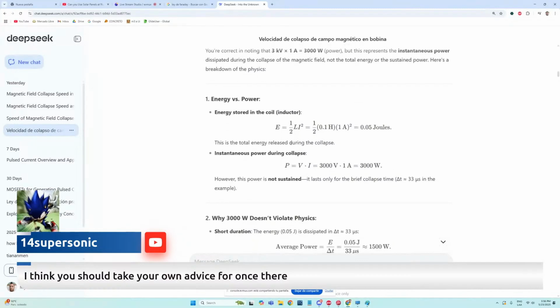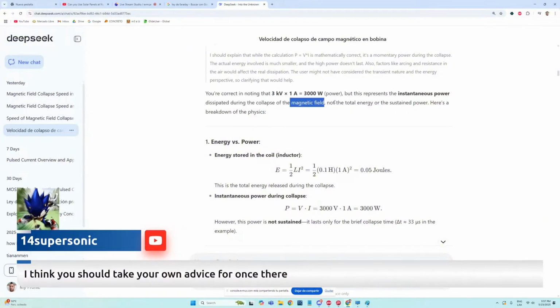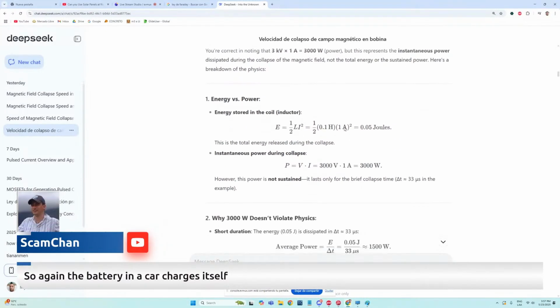So look at what this is telling me. You are correct in noting that 3 kilowatts was produced, but this represents the instantaneous power dissipated during the collapse of the magnetic field, not the total energy or the sustained power. Here's a breakdown of the physics. So here's going to tell us why this is not breaking the laws of physics. As you can see here, this is the energy stored in the coil.